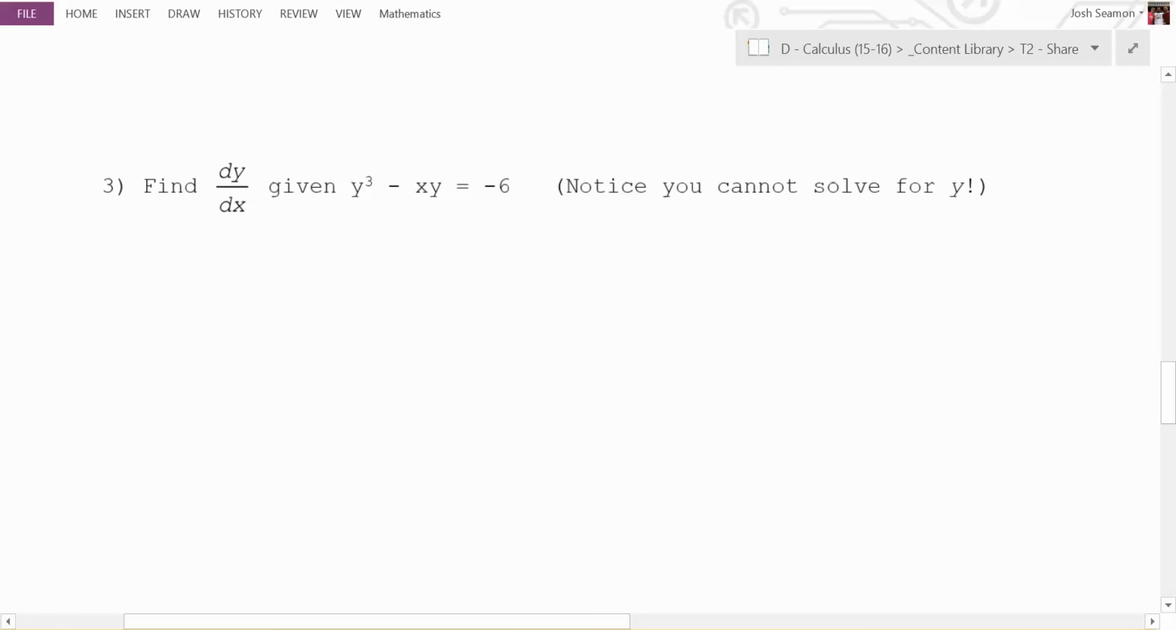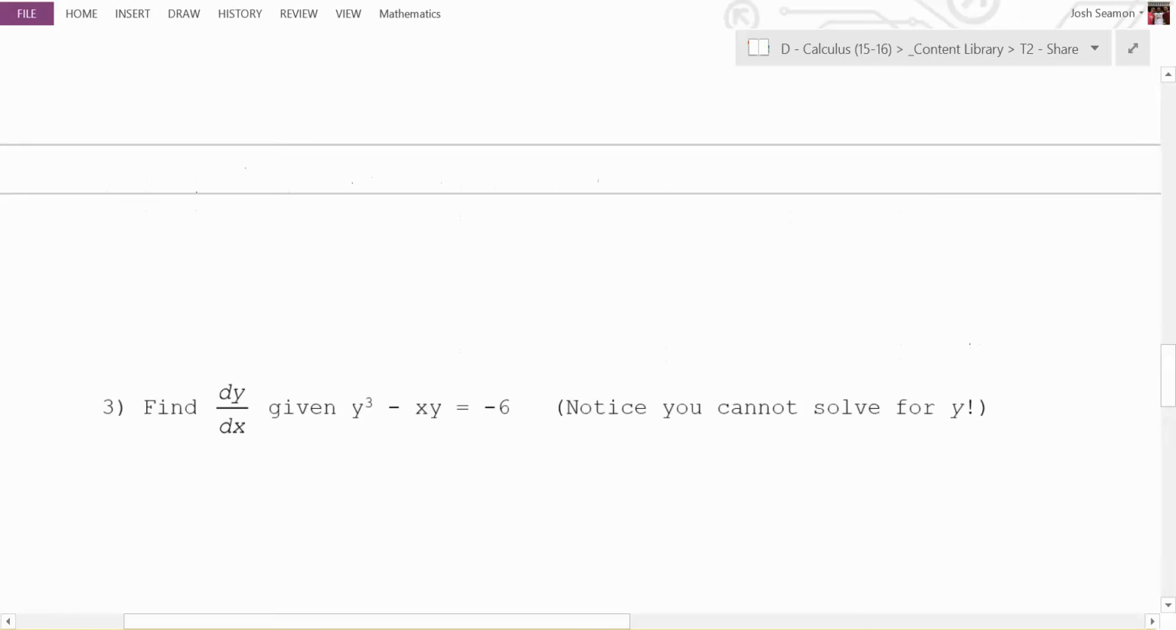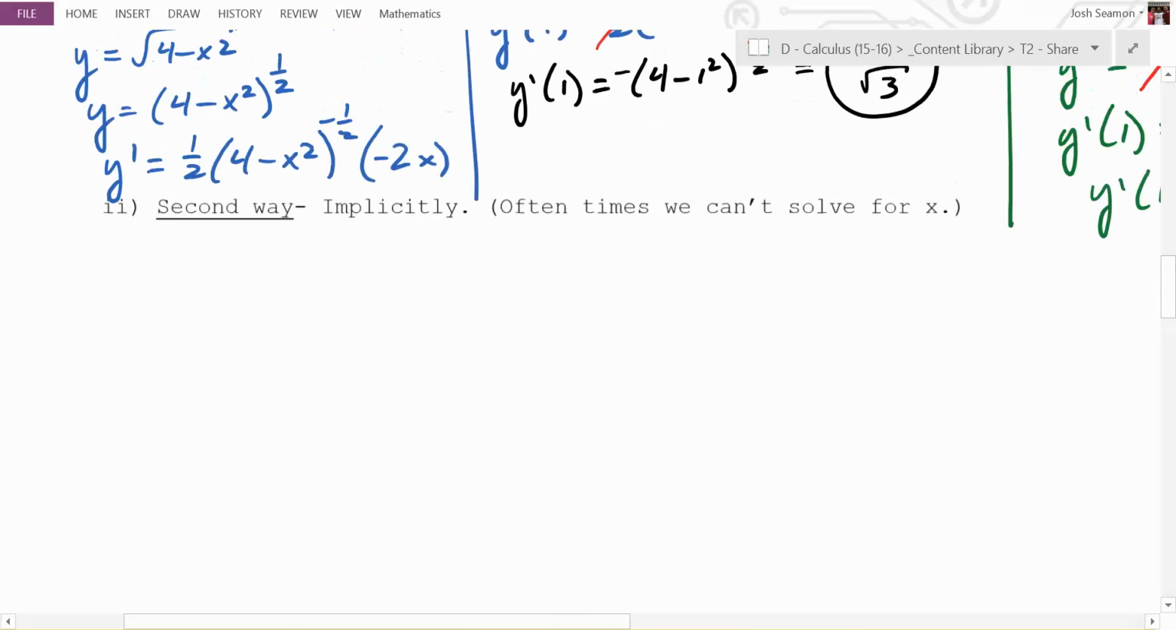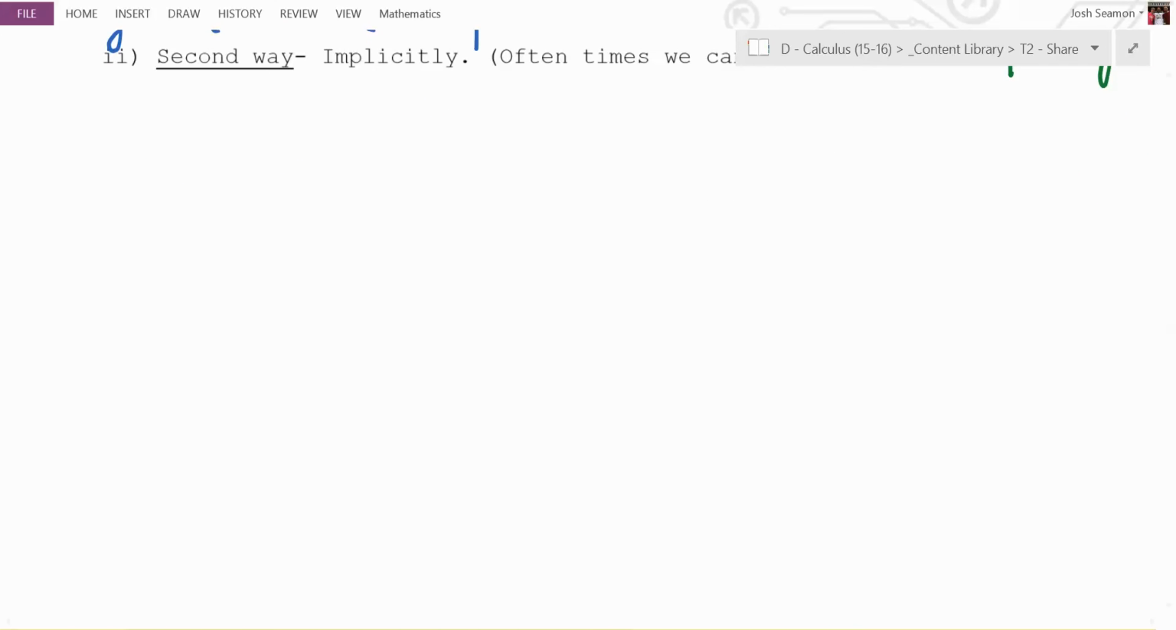Can you isolate y on that one? Y cubed minus xy equals negative 6? Just say no. It is possible, but it's really hard. So here's the thing. Sometimes you can isolate y and sometimes you can't. So what we're going to do is the second way, which is called implicit differentiation, where we're going to start with this, but we're not going to isolate y first and see what happens.